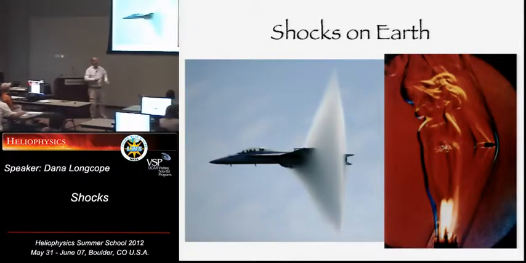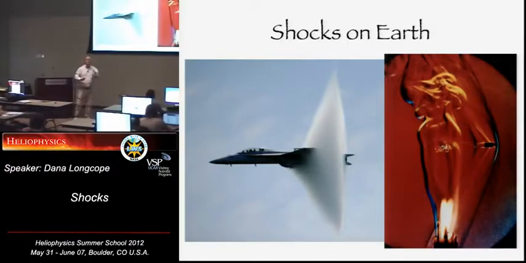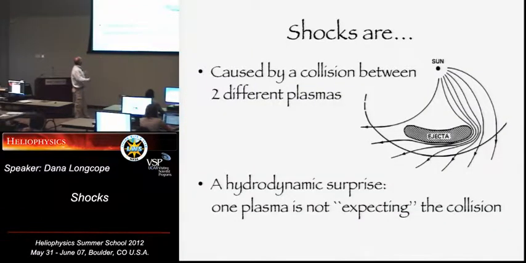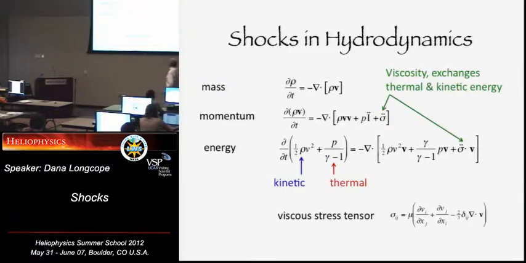But if that happens, the things in front of you don't know you're coming. And it's a surprise when you get there. Okay, so that's why it is a hydrodynamic surprise. One plasma, the collidee, is not expecting the collision. Okay, so we'll go through the details of what this really means, and we'll do that first without magnetic fields. So just plain fluid dynamics, hydrodynamic shock, so we can understand the fighter jet and the bullet and the candle, things that don't involve magnetic field, or don't involve it in a significant way.